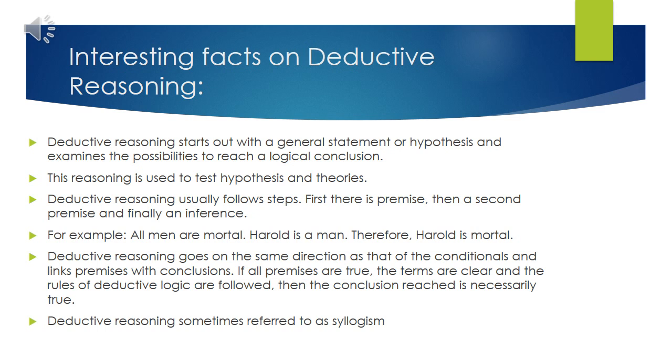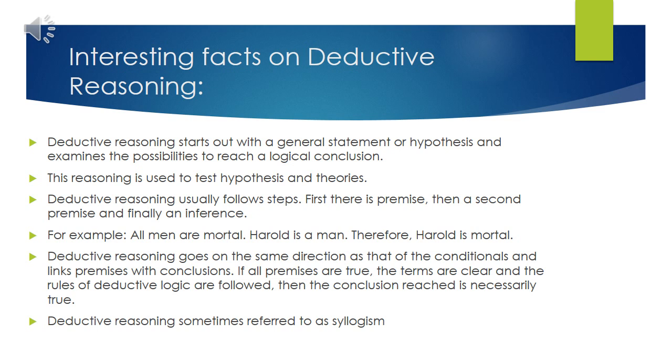Deductive reasoning usually follows steps. First, there is a premise, then a second premise, and finally an inference. A common form of deductive reasoning is the syllogism, in which two statements, a major premise and a minor premise, reach a logical conclusion. For example, all men are mortal. Harold is a man, therefore Harold is mortal.